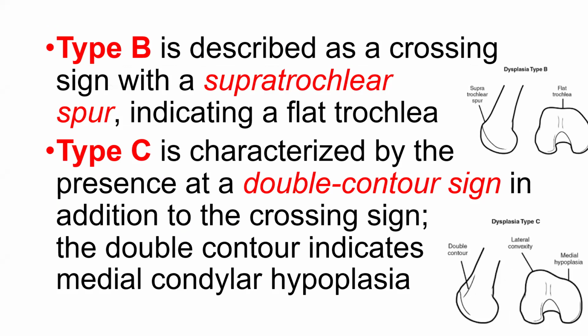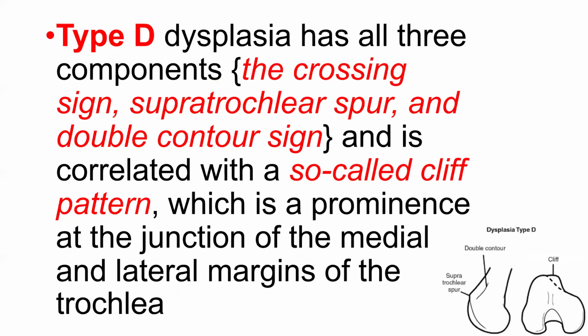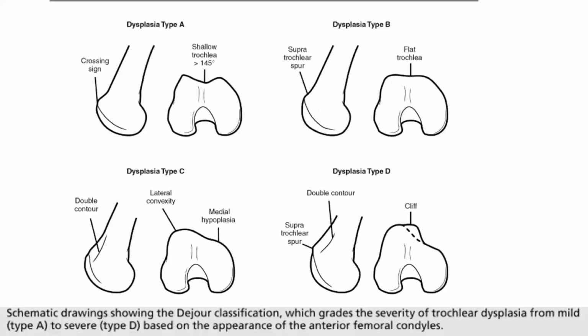And by taking a true lateral, you can obtain the double contour sign, which is important to know in these cases. So Dejour made the classification of the various types of congenital trochlear dysplasia, and he divided them into 4 types. One is type A, in which you have the crossing sign, and you have a sulcus sign, which is greater than 45 degrees.